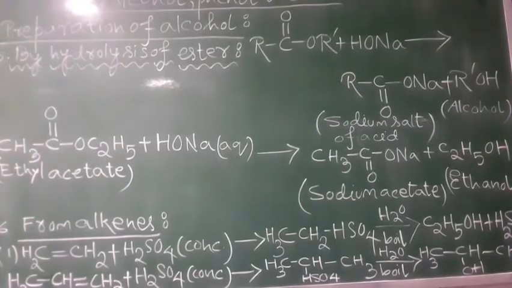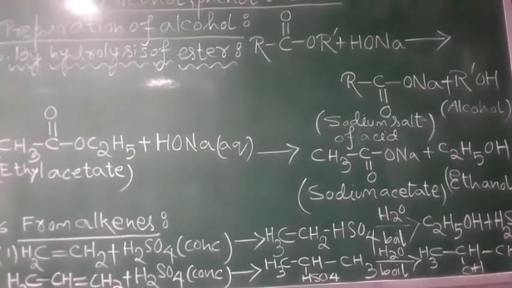Ethyl means CH3CH2, and HSO4 is hydrogen sulfate. So we get ethyl hydrogen sulfate, which on being boiled with H2O will form ethanol and H2SO4. You can see it is regenerated. Next, we will take an unsymmetrical alkene, which is of course propene, CH3CH=CH2.